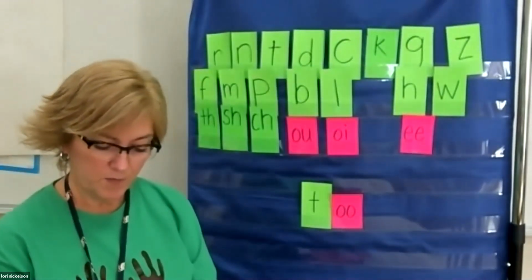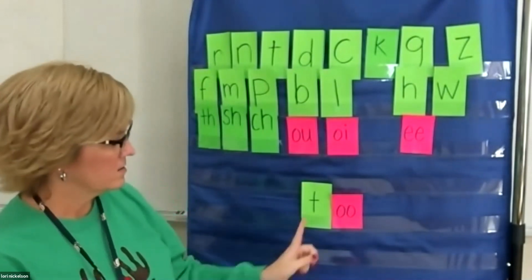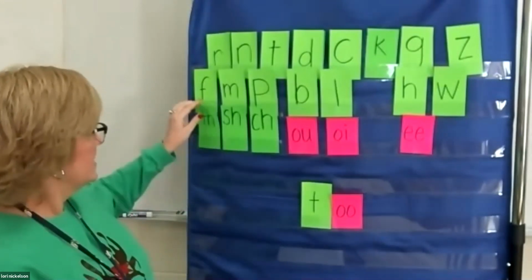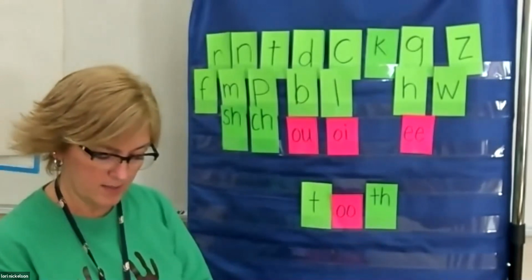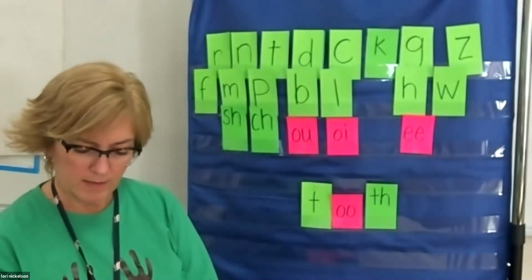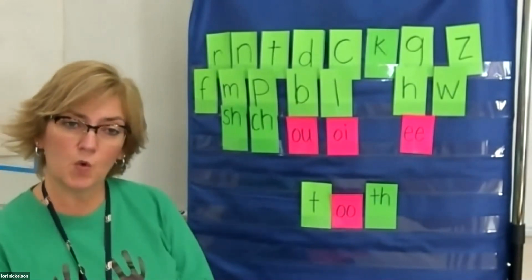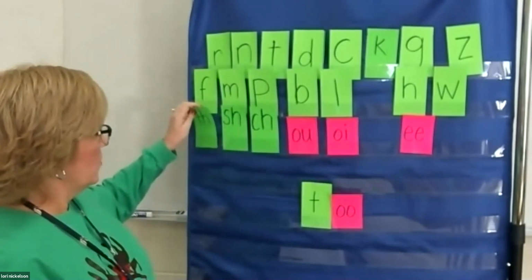Great. So from two, can we make the word tooth? So what's going to go at the end there? The TH. So now we have tooth. Awesome. Well, let's change tooth to tool. Tool. What do I need to do? Take the TH off and add a what?